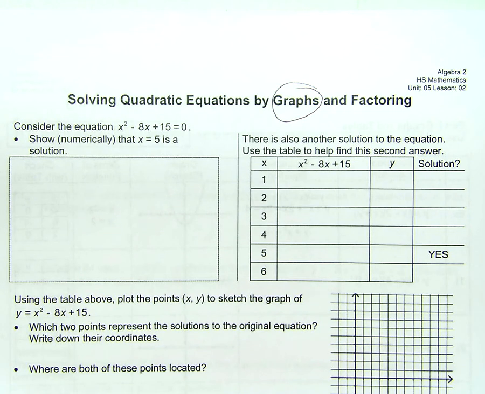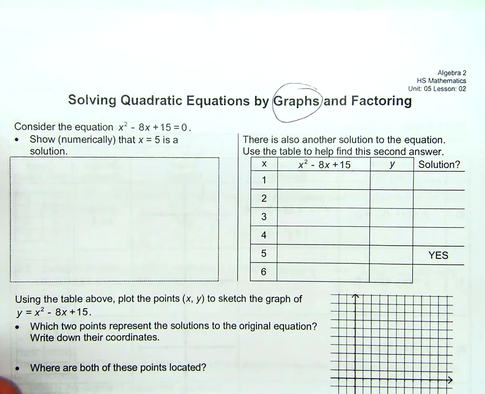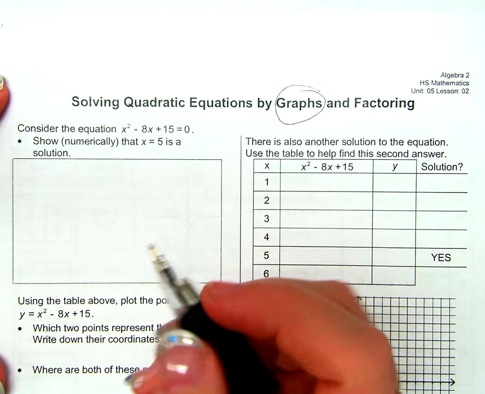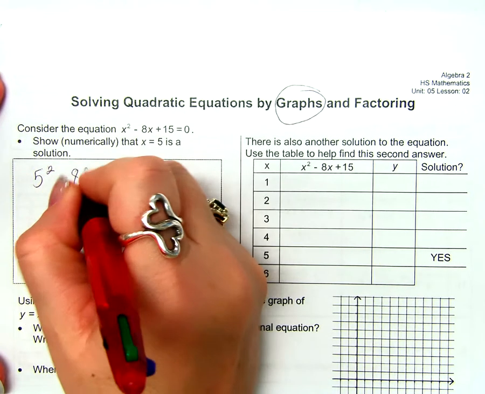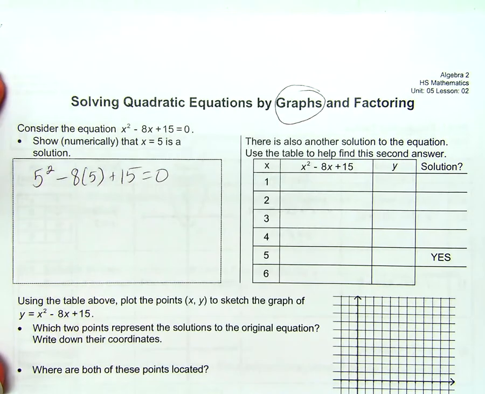Consider the equation x squared minus 8x plus 15 equals 0, and show numerically that x equals 5 is a solution. Okay? How are we going to show numerically that x equals 5 is a solution? Hey, can we use our big kid math words? What's the big kid math word? Substitute, right? Substitute the 5 in for x. 5 squared minus 8 times 5 plus 15 equals 0.